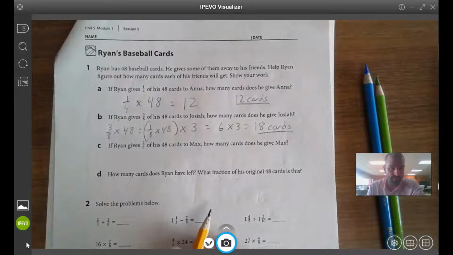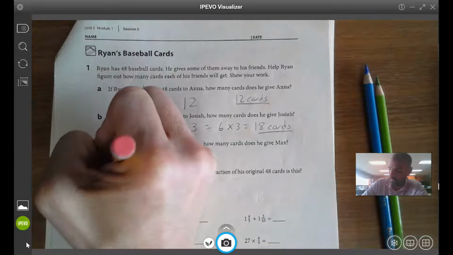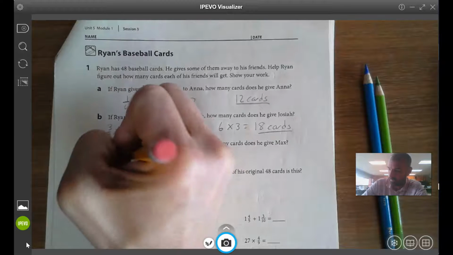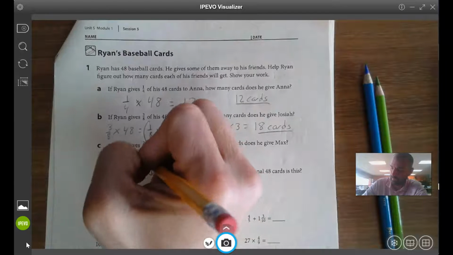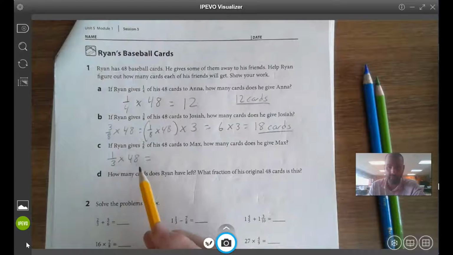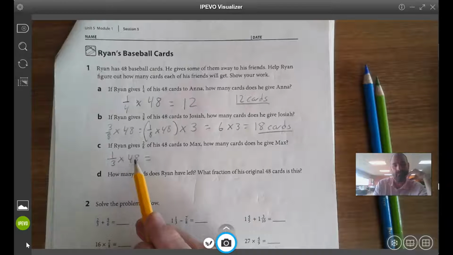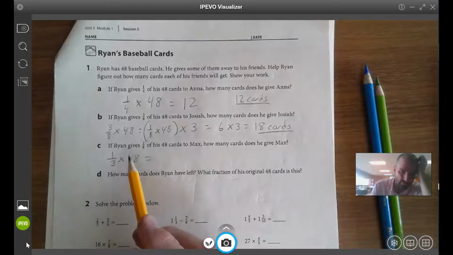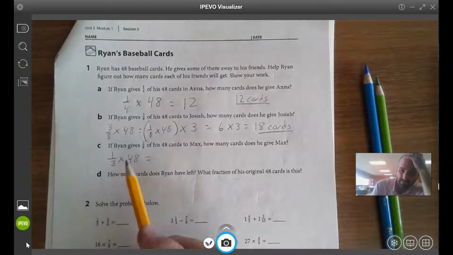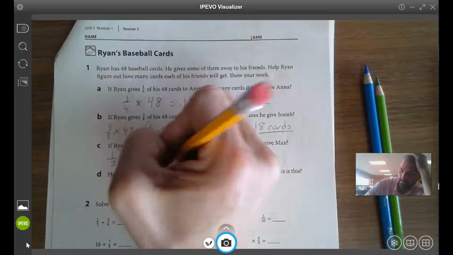If Ryan gives 2/6 of his 48 cards to Max, how many cards does he give Max? So let's see. 2/6 is also 1/3 times 48. That's going to be different. Well, I can think of thirds. I guess I could have kept it at sixths because that's 8 again. I don't know, but can I think of thirds? 8 plus 4 is 12. 15 is 45. So 16 cards.